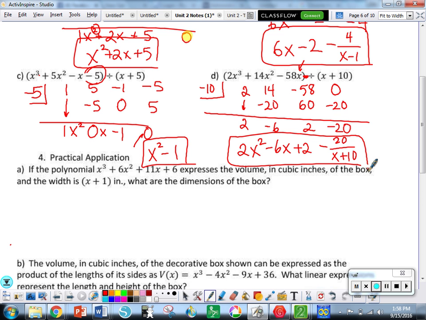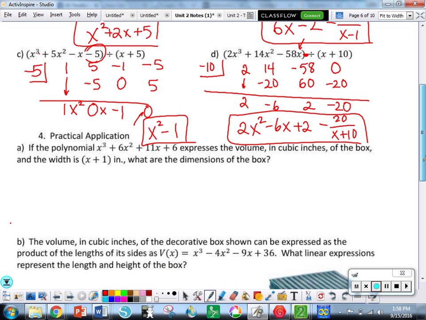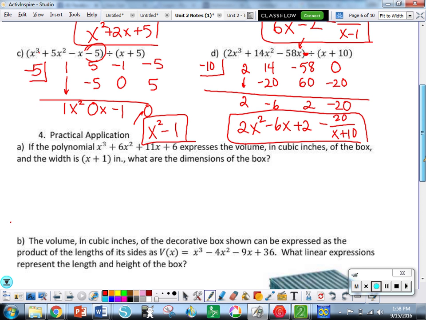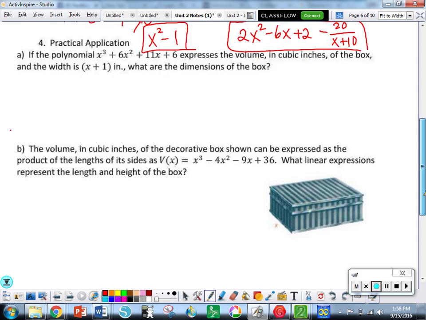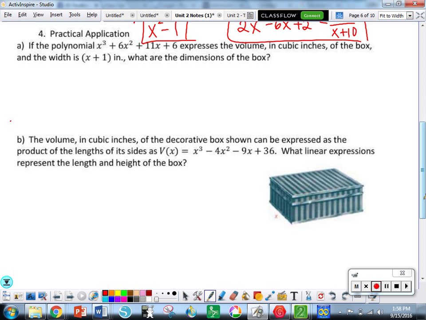Okay, so we're going to practice our synthetic division 2 more times, but we're going to do it in the way of some story problems, which will be really exciting. Okay, really quick, it's a polynomial. Are you all with me? If the polynomial expresses the volume in inches of a box, what are the dimensions of the box?